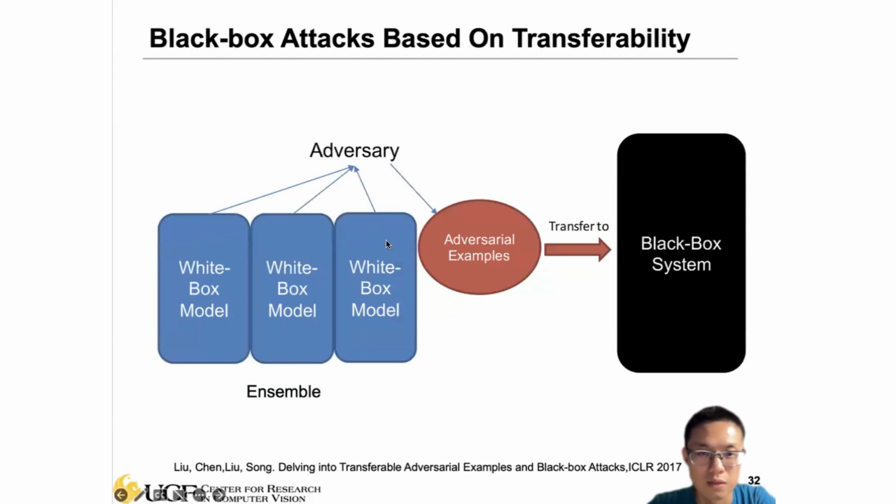And we are not bounded by just using a single proxy network, right? To further improve the transferability, that means you want to increase the chance that the adversarial example you generated can also fool the other black box system. So in order to increase the transferability, what you can do is create a set of proxy networks. You can have multiple, or a committee of, proxy networks.